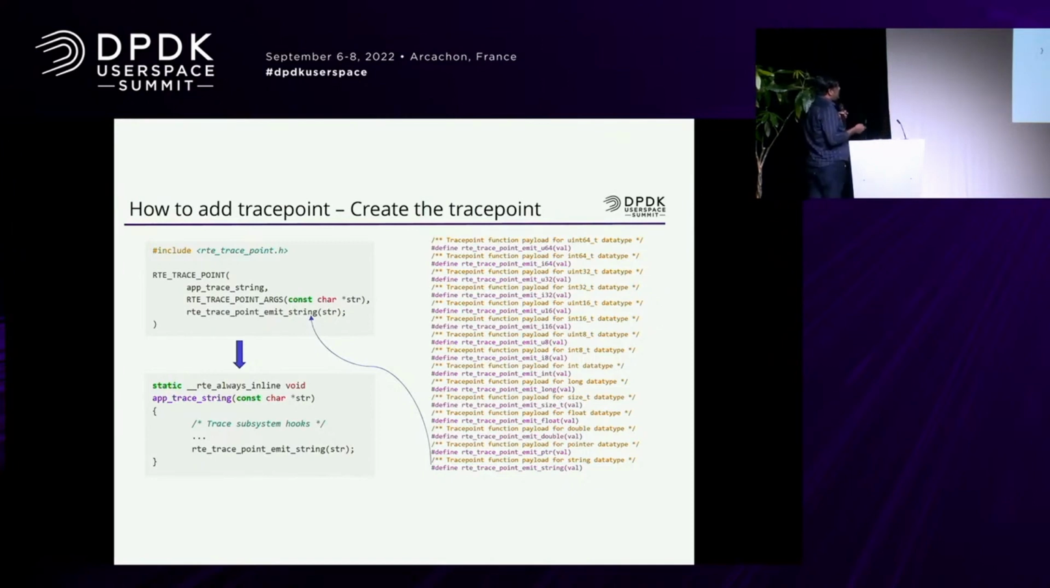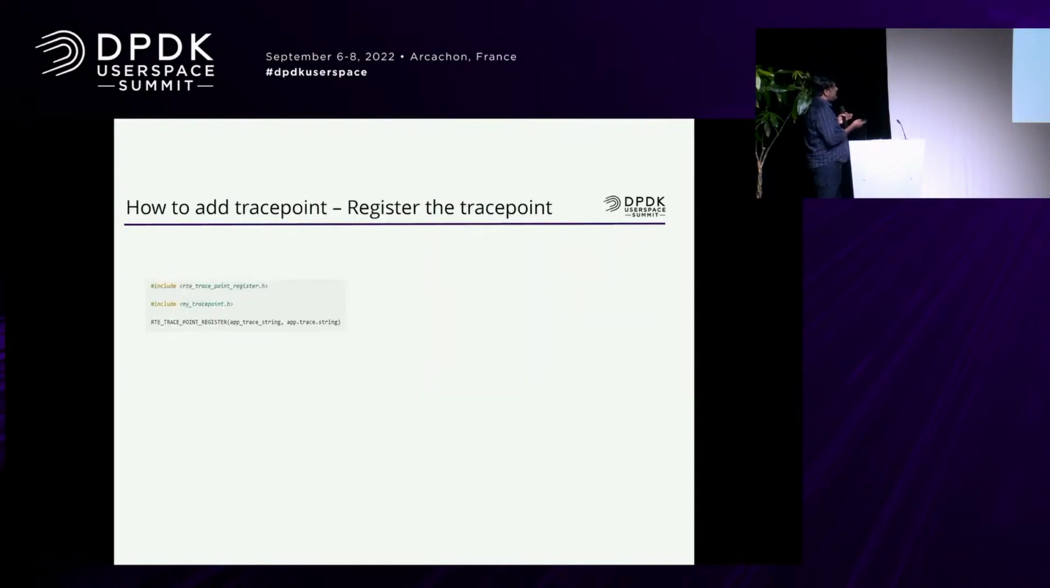So those things will be emitted in the code. And all you care about is the function name, what to pass, and whatever you passed, how to use the specific data type functions to emit that. So that's the one header file. So you tell how to add a trace point, and you just need to register that trace point. You give the header file of the trace point, and just give the function you gave earlier, and just give a name to this.